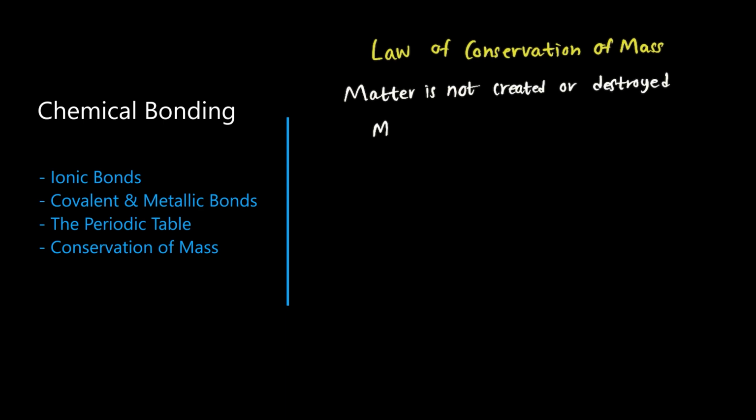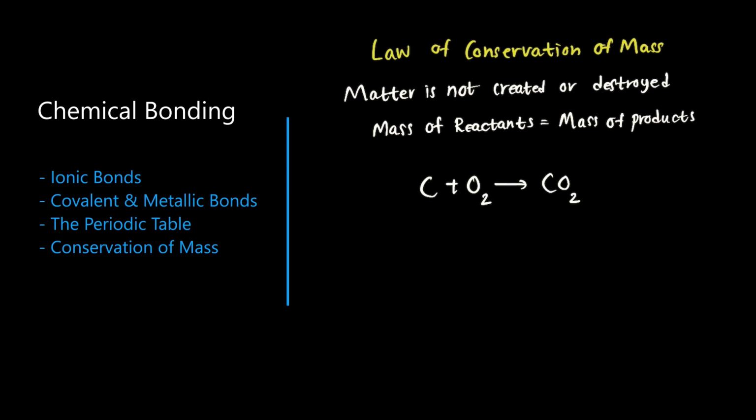The total mass of the reactants must equal the total mass of the products. Atoms are simply rearranged during a reaction. None are lost and no new ones are created. If you burn 12 grams of carbon with 32 grams of oxygen, you will produce exactly 44 grams of carbon dioxide. The mass is conserved.